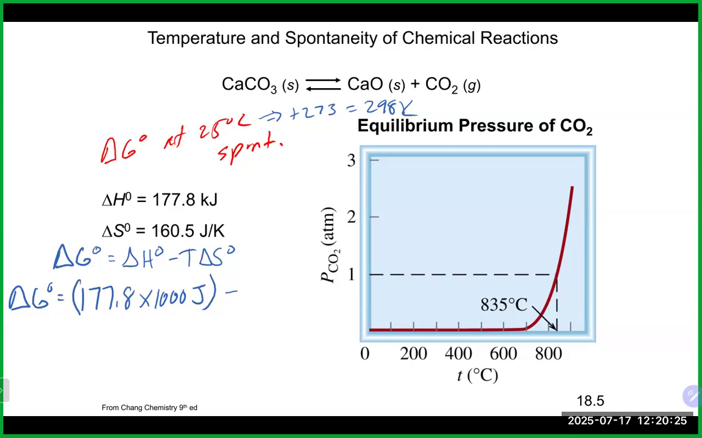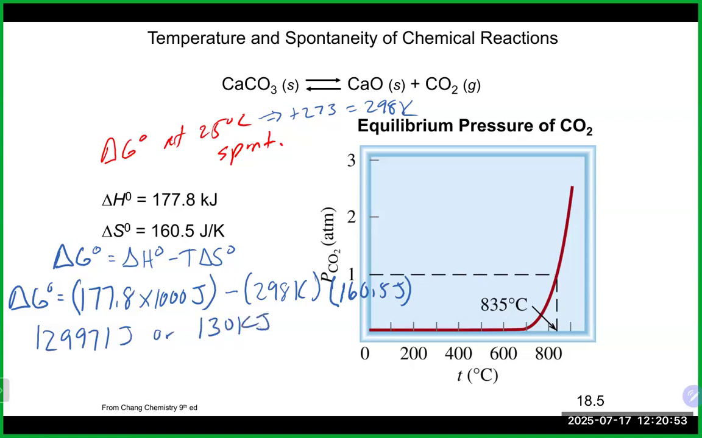Again, if you don't want to do that, you do have to do some type of conversion of one of them. So you might have to convert the joules into kilojoules on the back end there. We'll times it by 160.5 joules. Doing all that, that's going to get us 129,971 joules, or we could clean it up to about 130 kilojoules, which is typically what delta G is given in. First off, any questions on the calculation there?